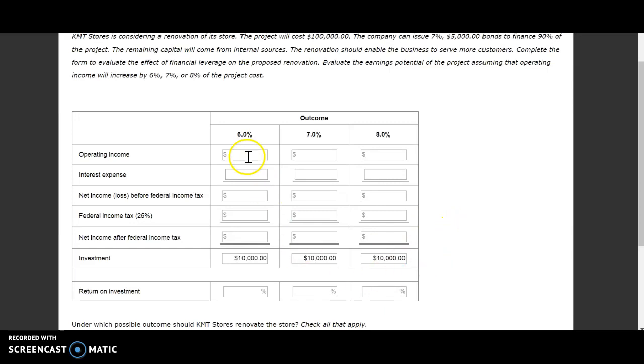Okay, now we're going to start up at the top here. We need to figure out our operating income. To figure out our operating income, we're simply going to take our investment times that percentage. So we take that $10,000 of our investment times that 6%. That's simply going to be $6,000. Same thing for 7%, which would be $7,000, and 8%, which would be $8,000.